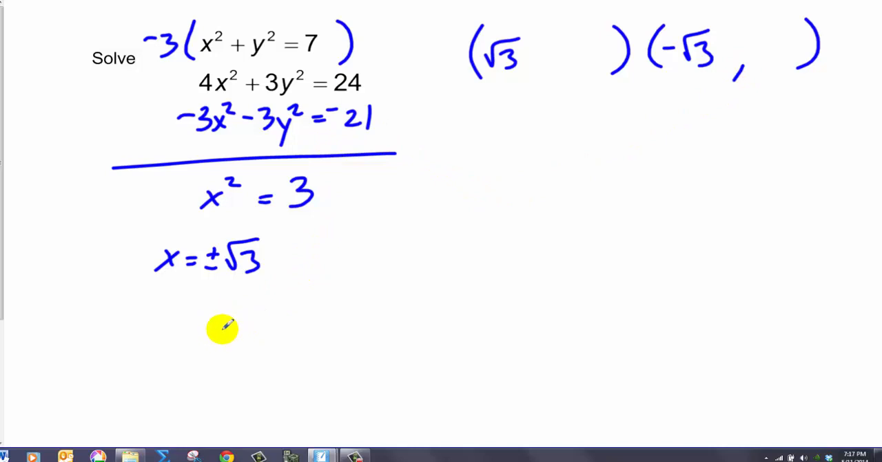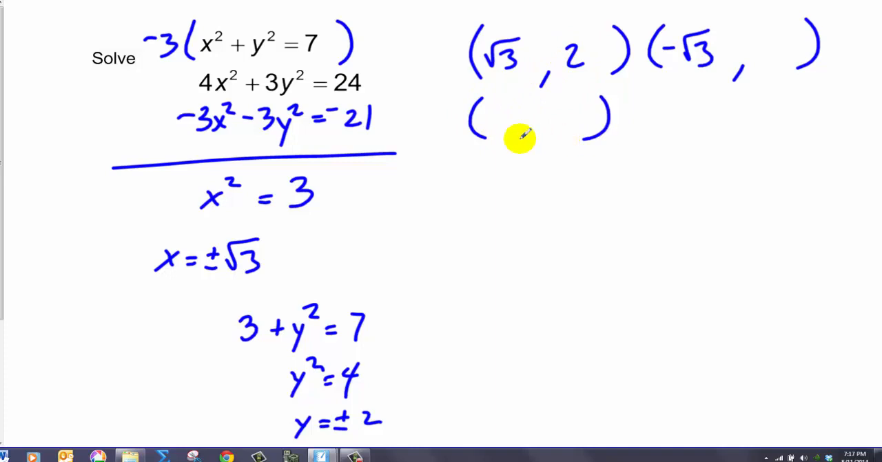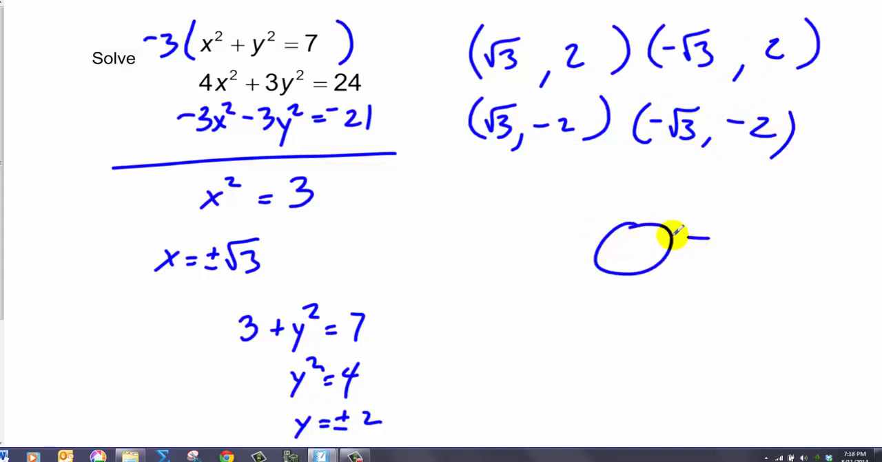Plug back in to find y. I know that x is root 3. When I square that, I get 3 plus y squared is equal to 7. I get the same thing if I plug a negative root 3 in. y squared is equal to 4. So y equals plus and minus 2. And that's going to happen similarly in both. There's my plus 2. There's my negative 2. Plus 2 and negative 2. Makes sense. Circle, ellipse, something like that, centered at the same point, therefore symmetric solutions.